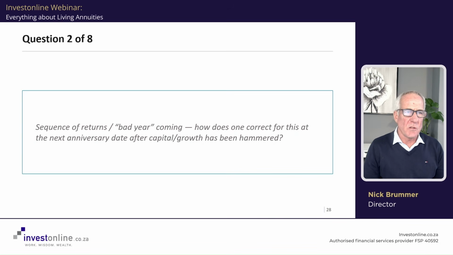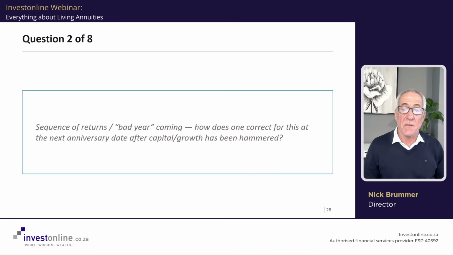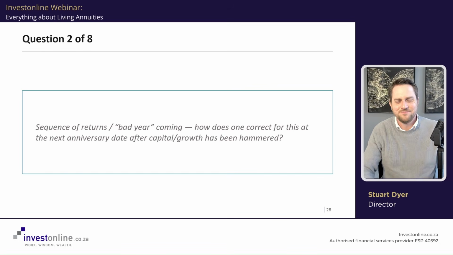Right, question 2. Okay, sequence of returns, a bad year. So this is really about if one has a bad year in terms of investments, where the market, say, dips 10% or maybe even as much as, say, 20% just before your next anniversary. Now, are you going to increase your drawdown for the next year because your funds are lower, or are you going to leave it the same? It can be quite a difficult one. Stuart, what do you think one should do?